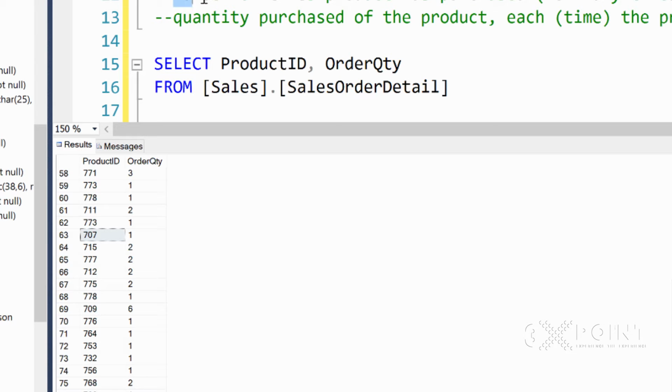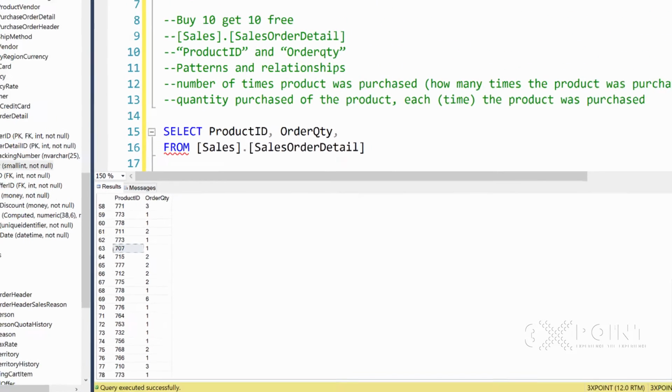You want to know the number of times a product was purchased. So how would you know how many times a product was purchased? Can anybody try to answer this question? How many times was this product purchased? Is there anyone that would like to answer this question? Okay, I take it no one wants to answer this question.